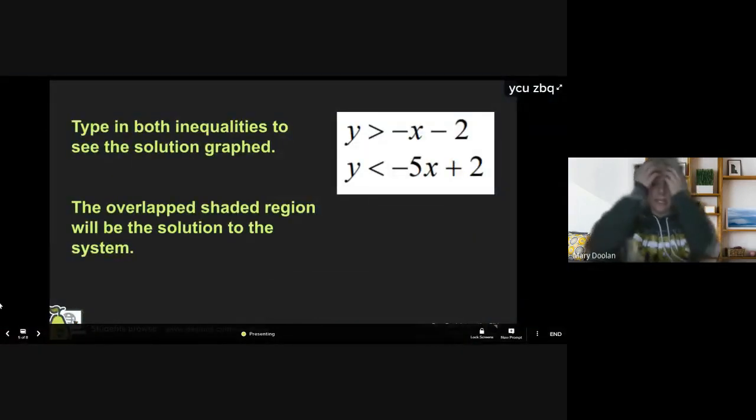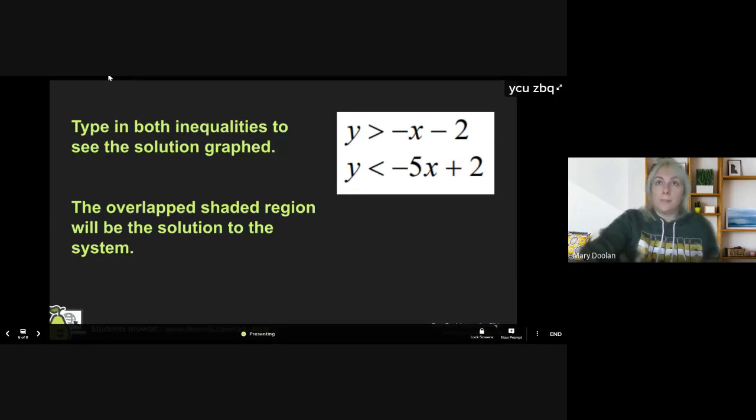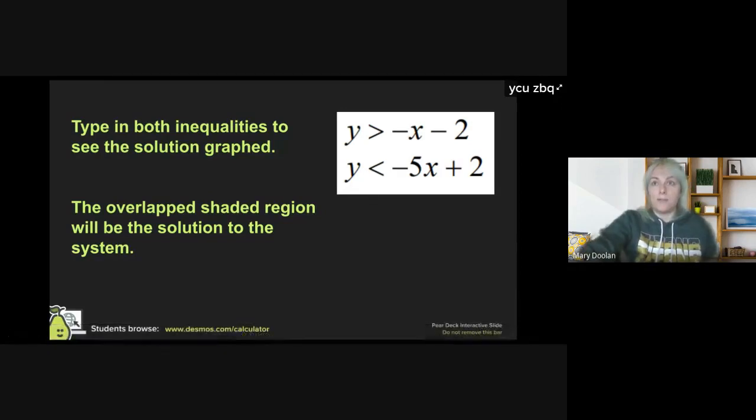Okay, now your next slide here, you are going to be in Pear Deck. And you're going to have the split screen shown for you. One half of your screen is this slide. The other half of your screen is the Desmos graphing calculator. And we are going to use the Desmos graphing calculator to graph the system of linear inequalities. So I would like everybody to go over to your Pear Deck tab. You want to click on your Pear Deck tab, and you are going to type in both inequalities.